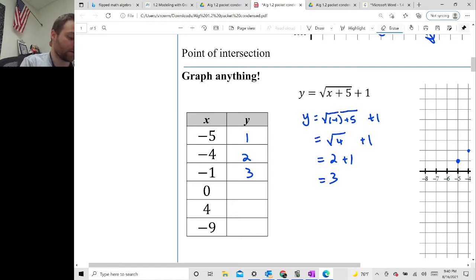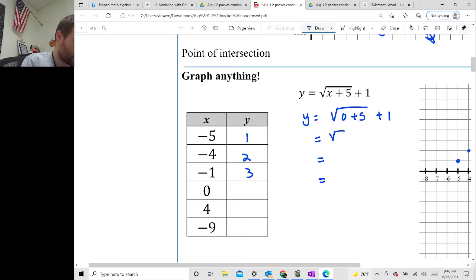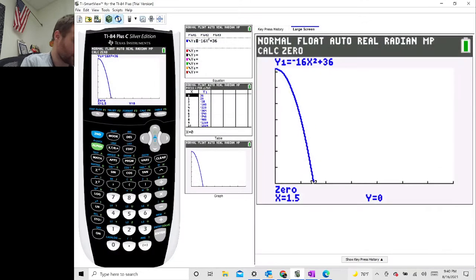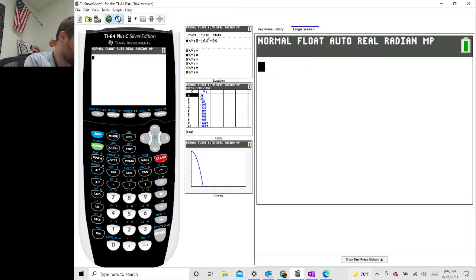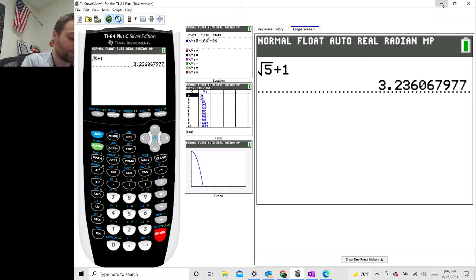Next thing I'm going to plug in is 0. So we get to rinse and repeat again. I'm just going to leave the equal signs. So I've got the square root of 0 plus 5, plus 1. Okay. So that gives me the square root of 5 plus 1. And from my calculator, this is where things get not so nice. I can type in square root of 5 plus 1 and see what I get. So I've got second, square root, 5, plus 1, enter, 3.23.